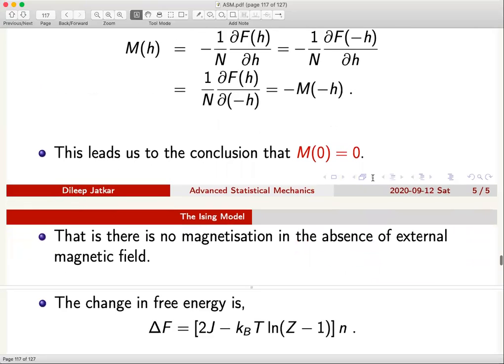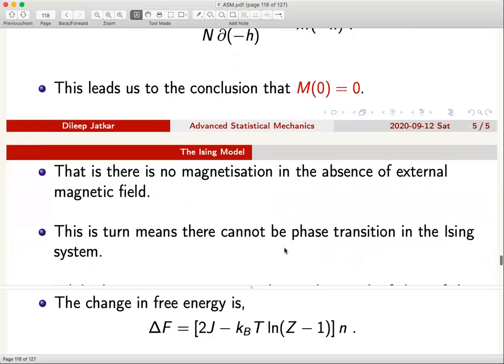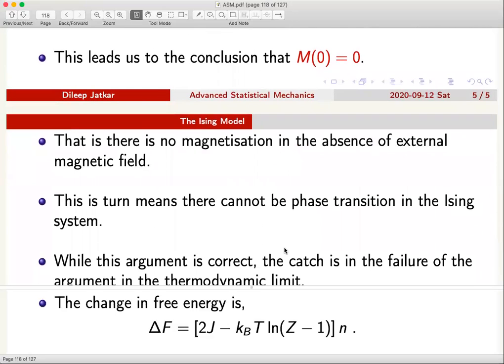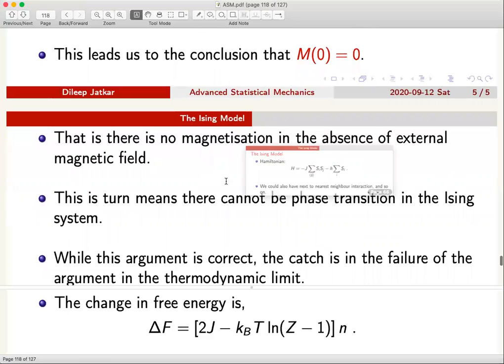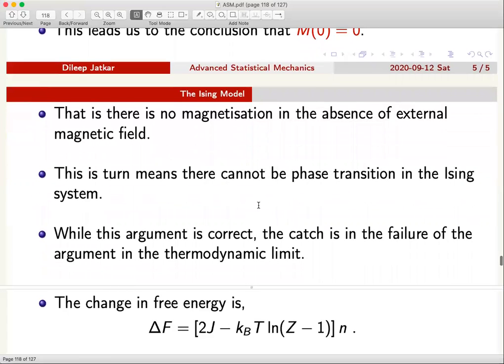So this is the thing that I said, that there is no magnetization in the absence of external magnetic field, and therefore there cannot be any phase transition in the Ising system. Now of course this argument is correct. There is nothing wrong with this argument the way it is stated. The only problem is that this argument goes wrong when you take the thermodynamic limit.